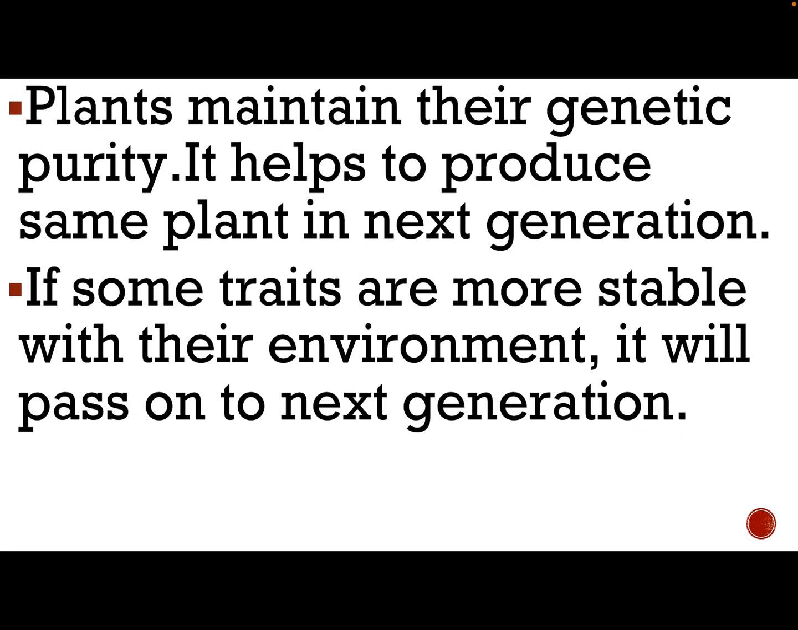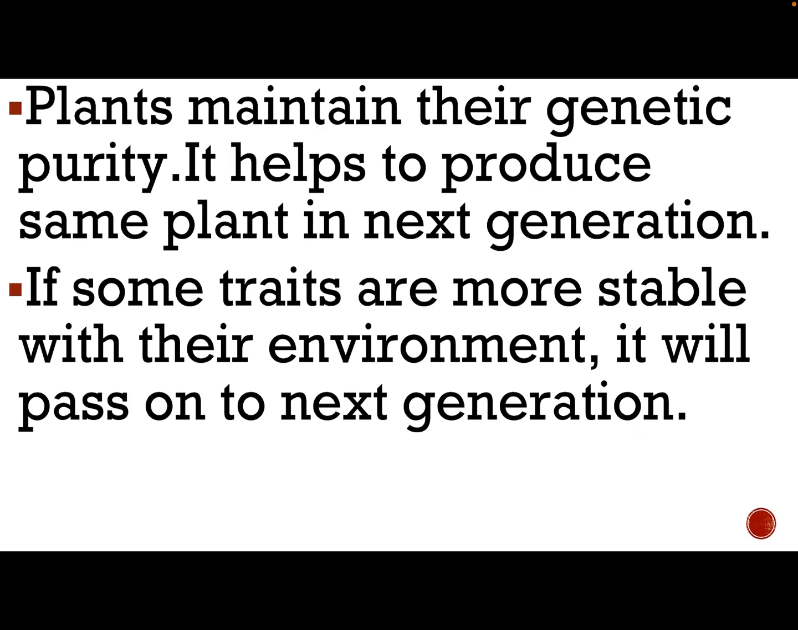So if one plant has very good characteristics, and they are self pollinating, the next generation of seeds or plants will have the same characteristics without any blending or variation. It may be useful in some conditions if the plants have many good varieties and characteristics. So if they are self pollinating, then we get the same type of plant in the new generation, and it will be very beneficial. If some traits are more stable with their environment, they will pass on to the next generation as they are.